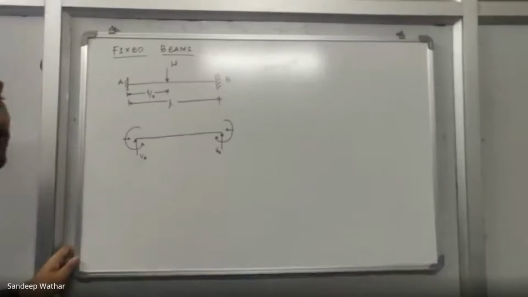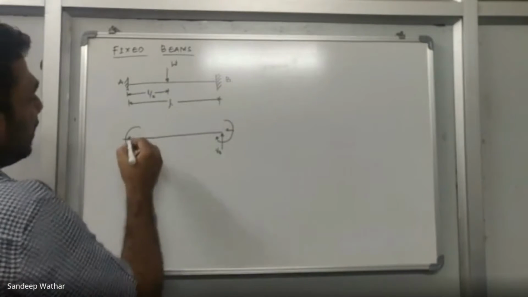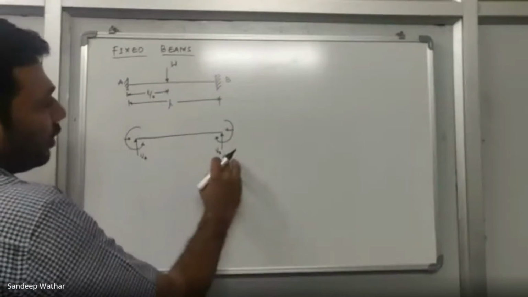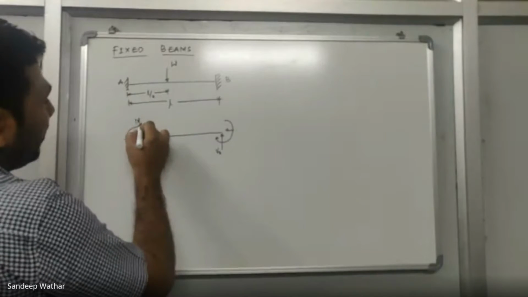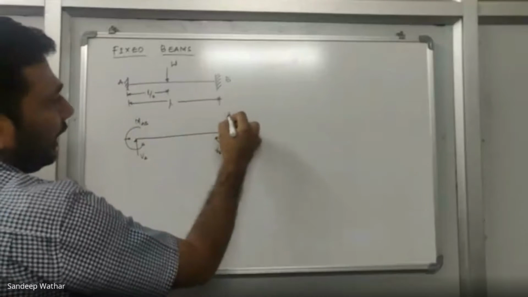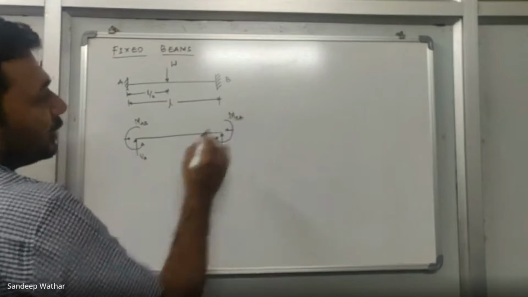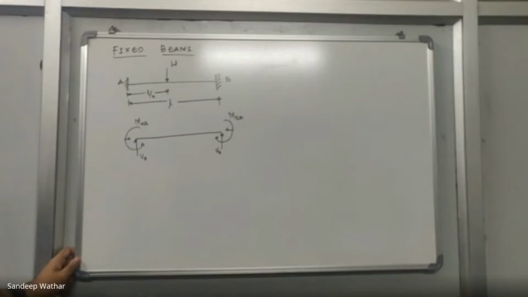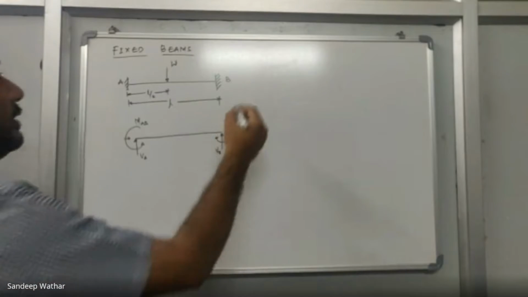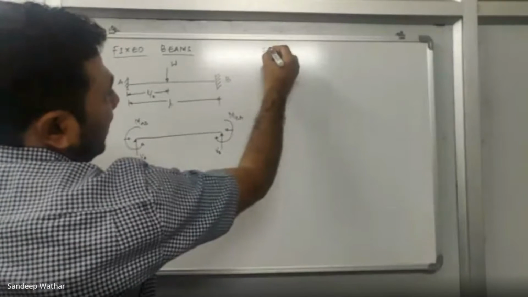So how many reactions are left over now? There are four reactions. One is the vertical reaction at A, and the vertical reaction at B. Then we have the moment reaction at A and the moment reaction at B. So these are the four reactions. Now let us find out how many equilibrium equations we will have. Basically, we have three equilibrium equations. Let me write them down.